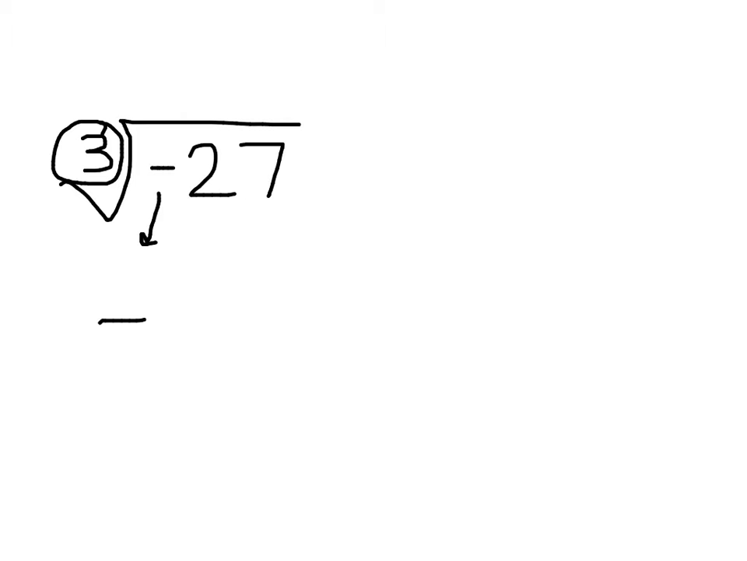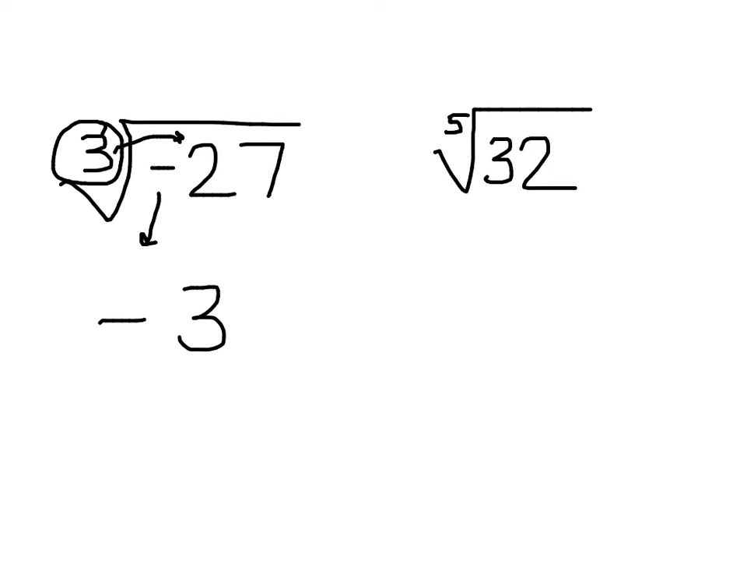So we're looking for, when there's a 3 in the crack right here, you're looking for 3 of the same number. So what multiplies by itself 3 times to give you this would be 3. So that's why that was a negative 3. On the next one, there's a 5 in the crack with a 32. So this is asking you what number multiplied by itself 5 times gives you 32.